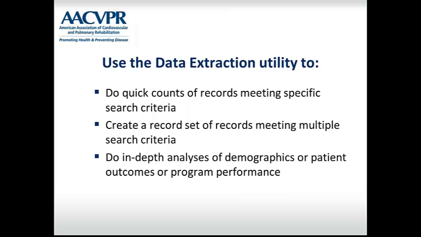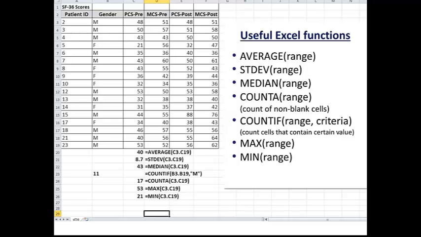You can create record sets of records that meet multiple search criteria, and then you can use this data extraction utility to do more in-depth analyses of your patient demographics or outcomes, or more importantly, to look at program performance. And I provided this slide for you. This just shows the main Excel functions that I use a lot to do our program analyses. This is really all that you probably need to get most of the information.